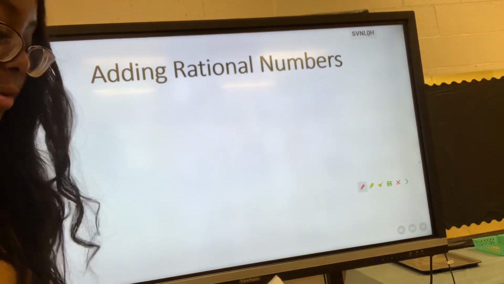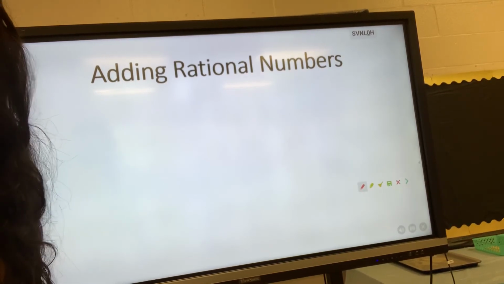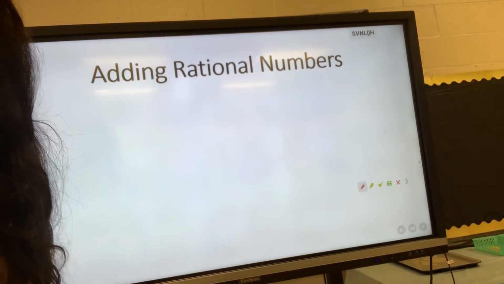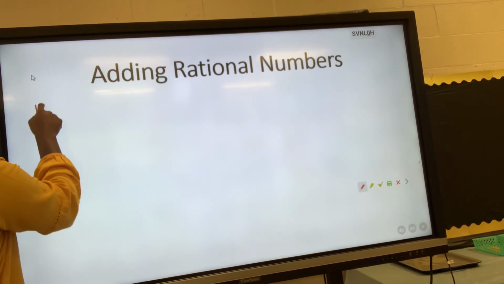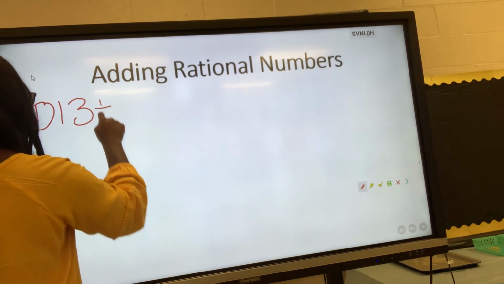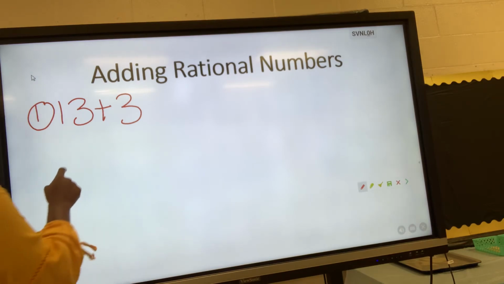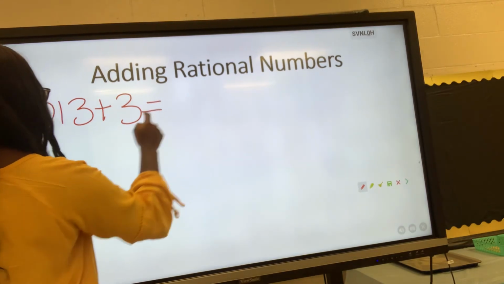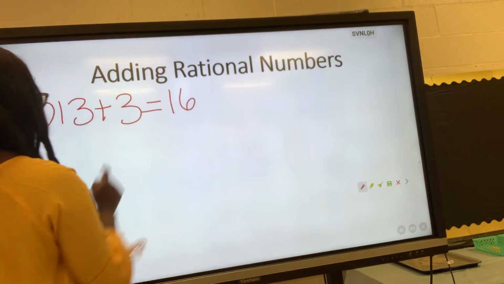Okay guys, today we're going to learn how to add rational numbers, and we're going to start off by learning how to add regular whole numbers and fractions. So our first problem is going to be 13 plus 3. Now I know that looks very simple, so what you can do is add it straight across. If you go straight across, you'll get 16.